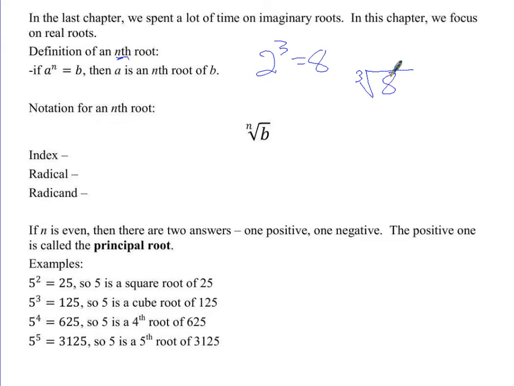The third root of 8 is the number that times itself 3 times gives me this number right here, and that number is 2. 2 to the third power is 8. The third root of 8 is 2.